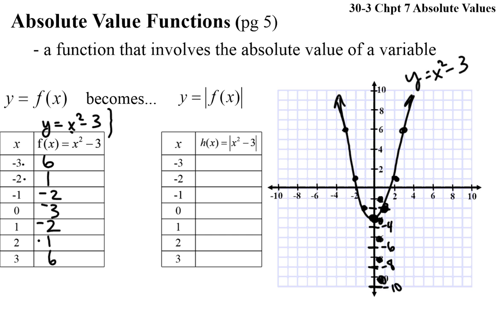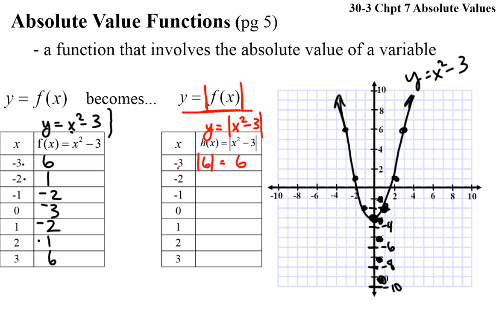Well, we're going to do the same thing, but now we're going to do that same thing for y equal to the absolute f at x. So in this case, h at x, because again, it's a different graph, different variable, but y essentially is now the absolute of x squared minus 3. So we're going to plug the same thing in. Negative 3 goes in, still leaves us with a 6, but we want the absolute of 6, which is 6.